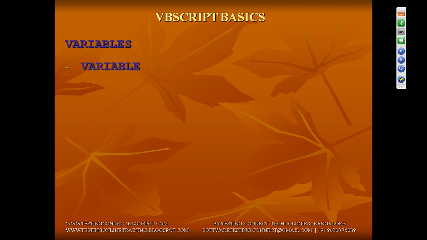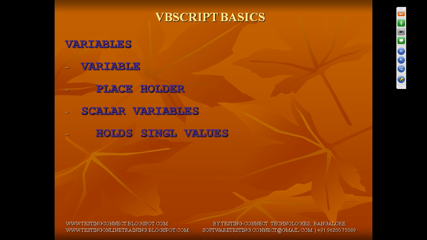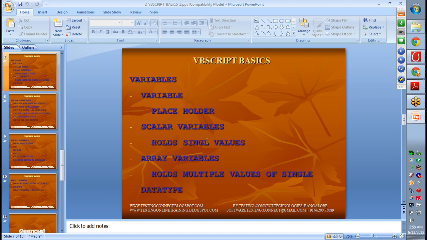Variable is nothing but a placeholder, that's what I said, right? So whenever you define a variable, internally in the computer's memory it will allocate some space. In VB script, not only VB script, in any programming language, there are two types of variables. Those are scalar variables and array variables.